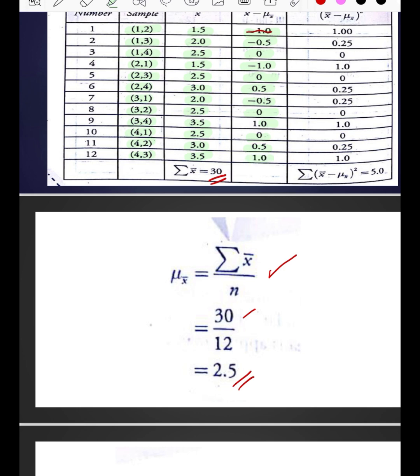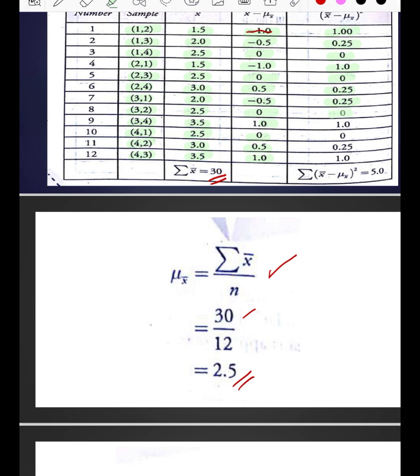Then, let's square the difference. That is, negative 1 squared is equal to 1.0. Negative 0.5 squared is equal to 0.25. The square of 0 is 0. The square of negative 1 is positive 1.0. The square of 0 is also 0. The square of 0.5 is positive 0.25. The square of negative 0.5 is positive 0.25.